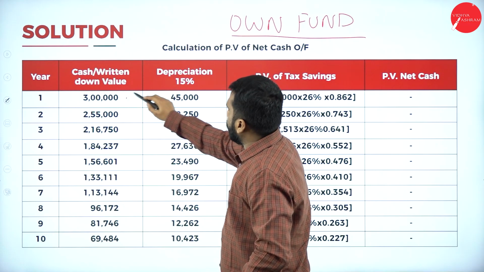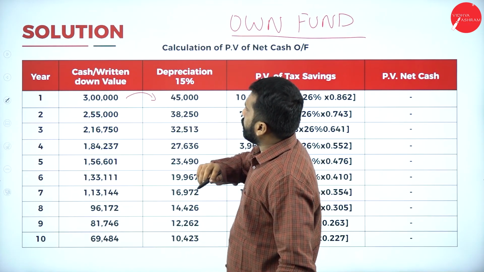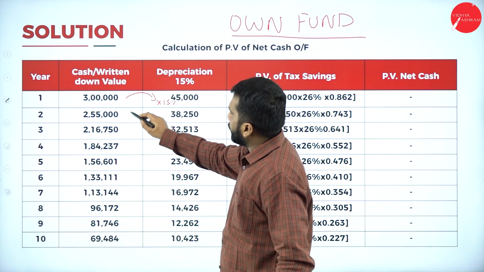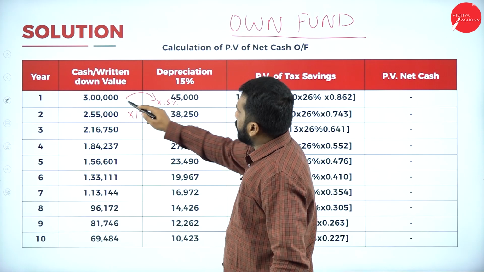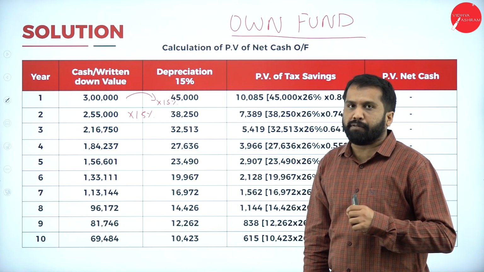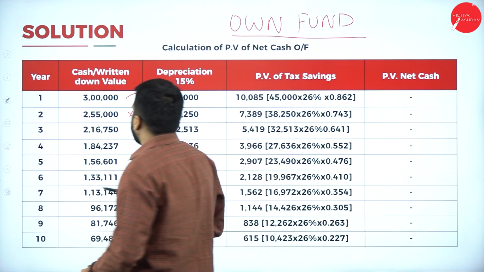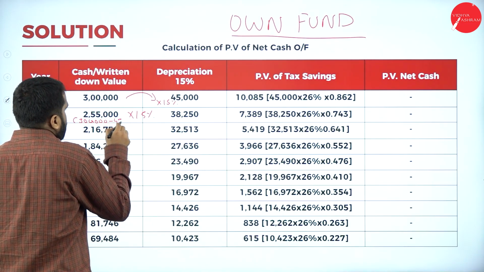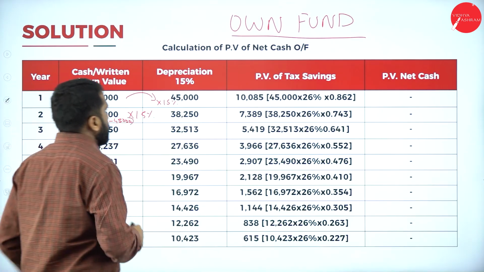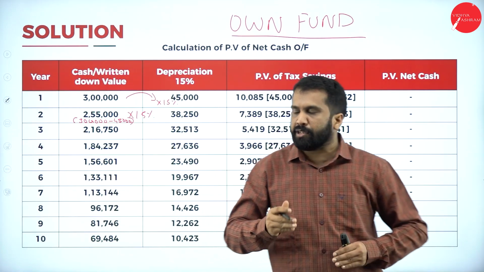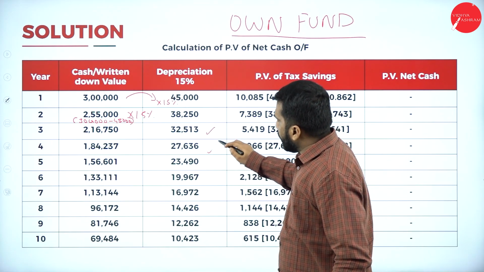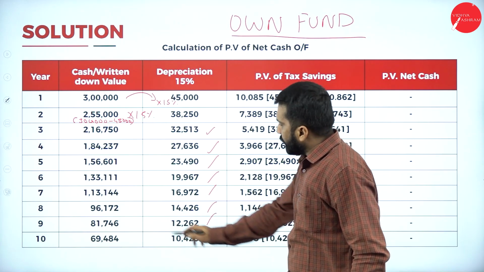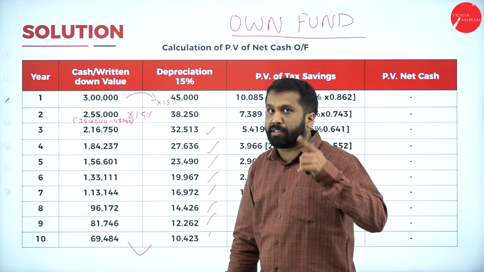Now, 3 lakh at 15%. 3 lakh into 15%, 45,000. 3 lakh minus 45,000. Similarly, calculate the depreciation for all 10 years: 32, 27, 23, 19,000, 16, 14, 12 and 10. Last year also you are supposed to subtract, because we need it at the end.